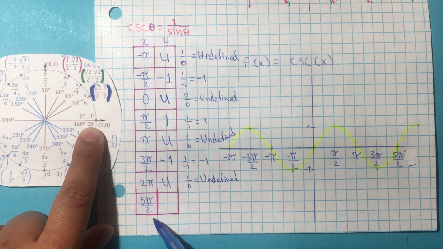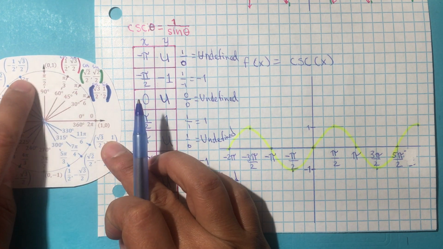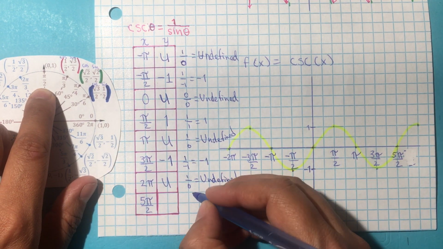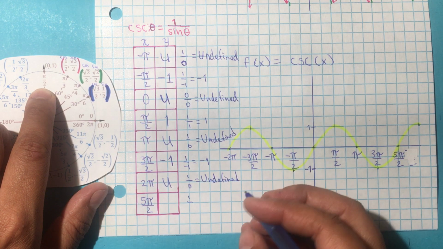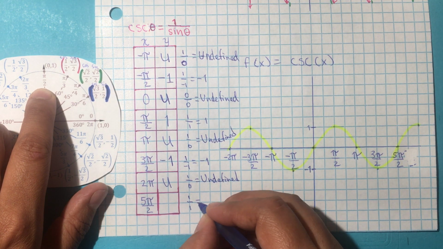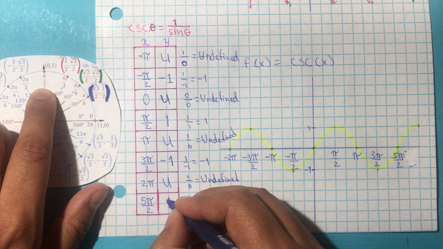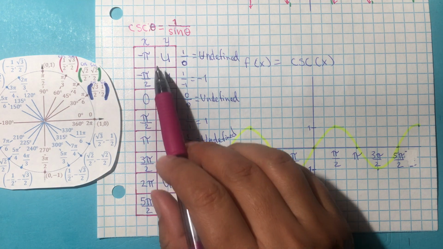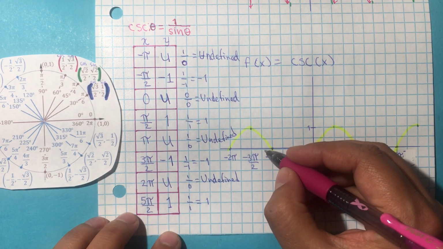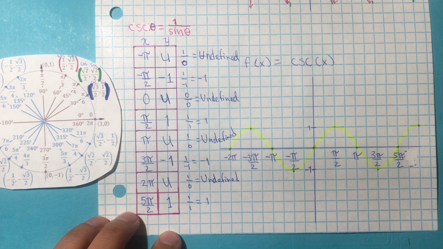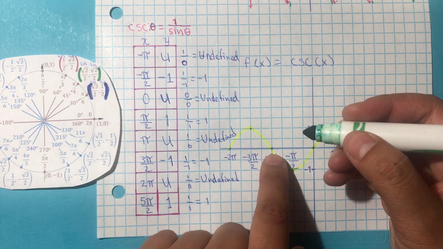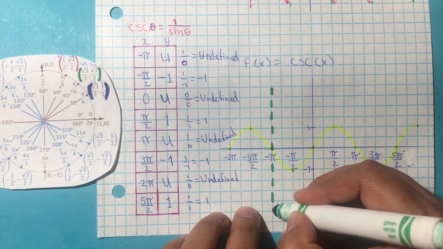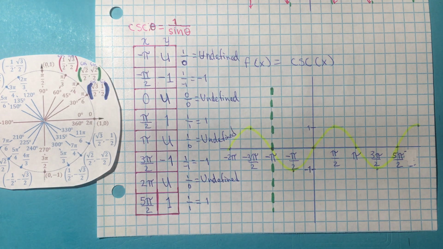5 pi over 2, or 5/2 of pi, it's like going 1, 2, 3, 4, 5/2. It's the same as 1/2. So it's 1 divided by sine of pi over 2, which is 1, and that gives us +1. So now we have our critical points. For -pi, it's U. So that's going to be our vertical line, meaning the asymptote, which is where you approach it but you don't touch it.